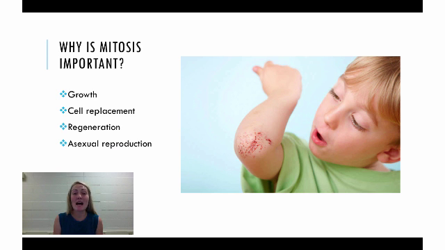All right, so why is mitosis important? Why does this process matter to us? Well, the first reason is for growth. So the number of cells in an organism is going to increase through mitosis. It's also important for cell replacement. Cells don't last forever, so when they die, they have to be replaced, and they're replaced through mitosis. It's also really important for regeneration. Some animals can actually regrow part of their body through the process of mitosis. And finally, it's also really important for asexual reproduction. Organisms who reproduce this way use mitosis to make copies of themselves.